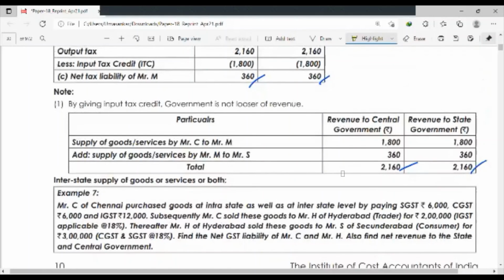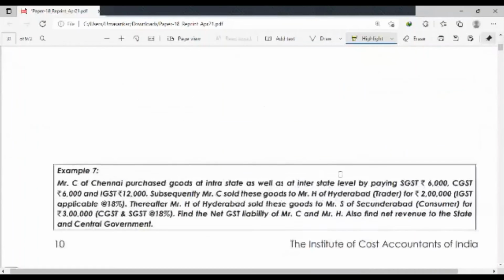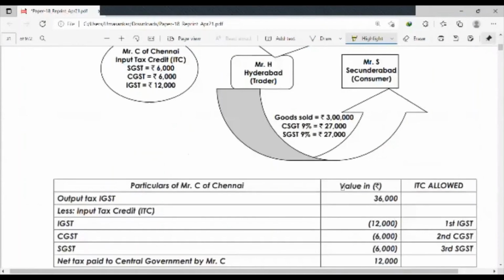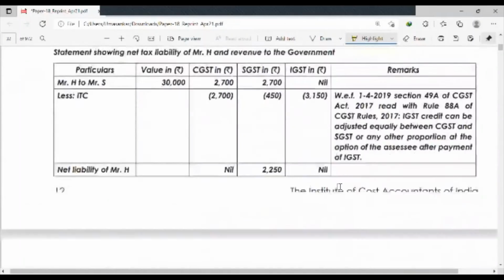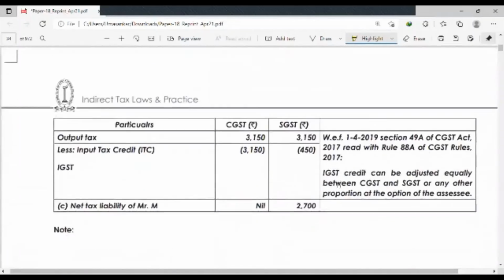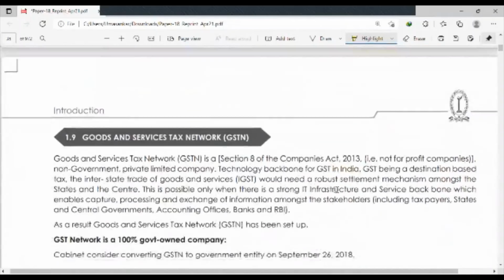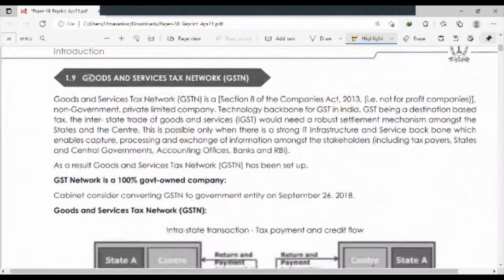Here the same thing is also given. Let's end our session today and we'll continue further tomorrow. Here are some examples, three to four examples, you can do by yourself. If you have any doubt, you can comment or ask me. Tomorrow we'll resume from here, GS10. Okay, bye.